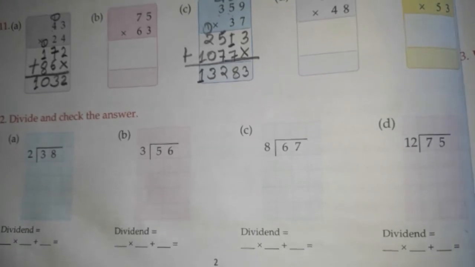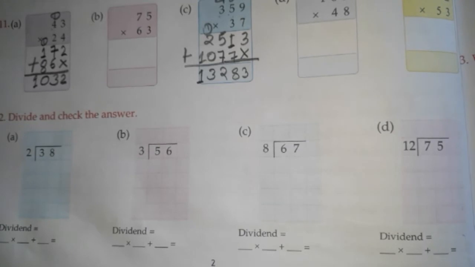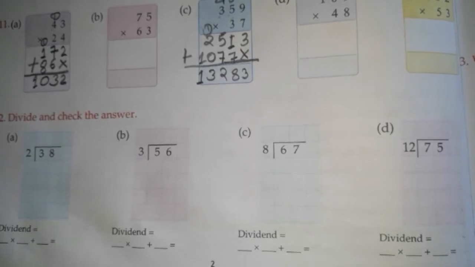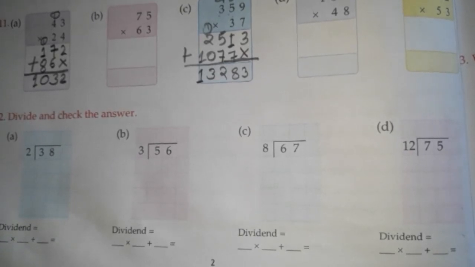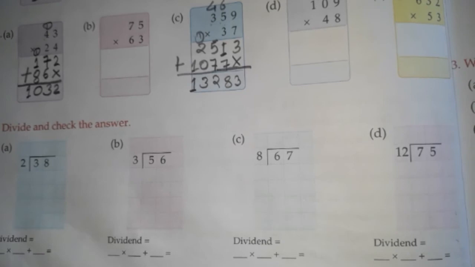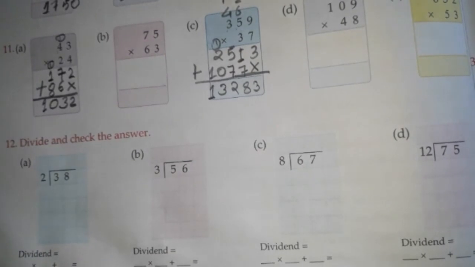Suppose we have 10 chocolates and we have to divide those chocolates among 10 students. So how much will each get? Do you know? Yes, you are right. Each one will get 2 chocolates. So this is the basic thing we should know about division. In this question, we're going to divide a 2-digit number with a 1-digit number. We have to divide 38 by 2.